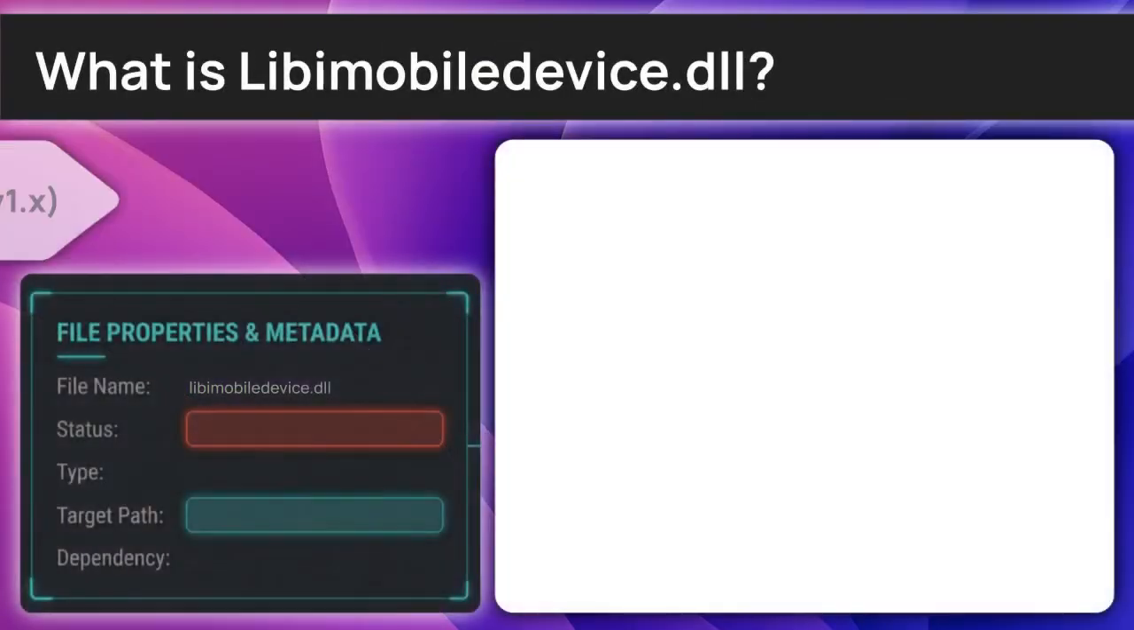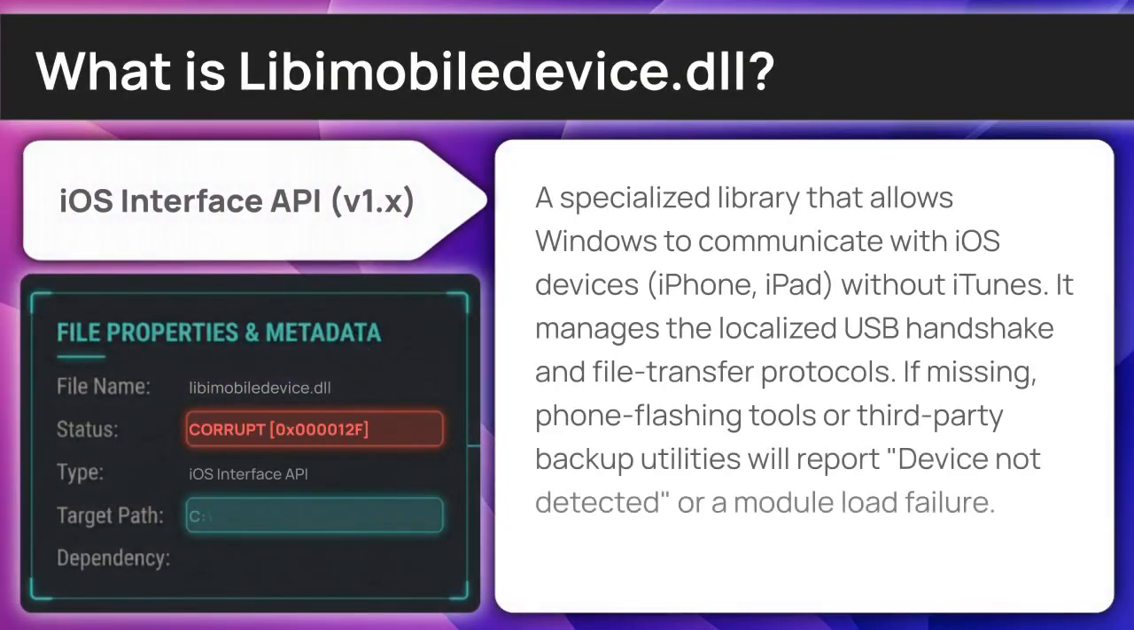This is the Libimobiledevice Library, a specialized library that allows Windows to communicate with iOS devices, iPhone, iPad, without iTunes. It manages the localized USB handshake and file transfer protocols. If missing, phone flashing tools or third-party backup utilities will report device not detected or a module load failure.